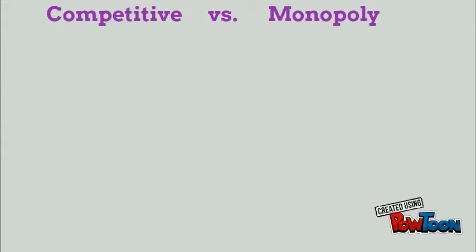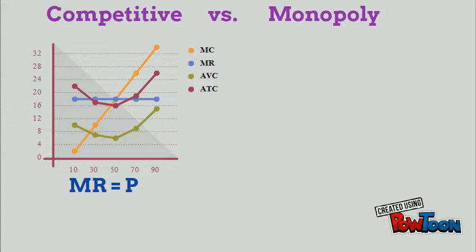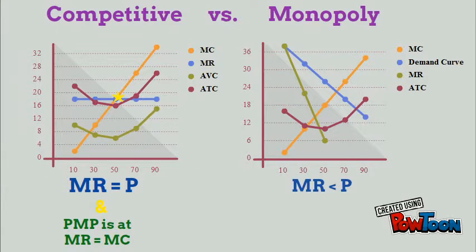Competitive versus monopoly. In competitive, marginal revenue equals price, and the profit maximizing point is where marginal revenue equals marginal cost. In monopoly, marginal revenue is less than price, and price is on the demand curve.